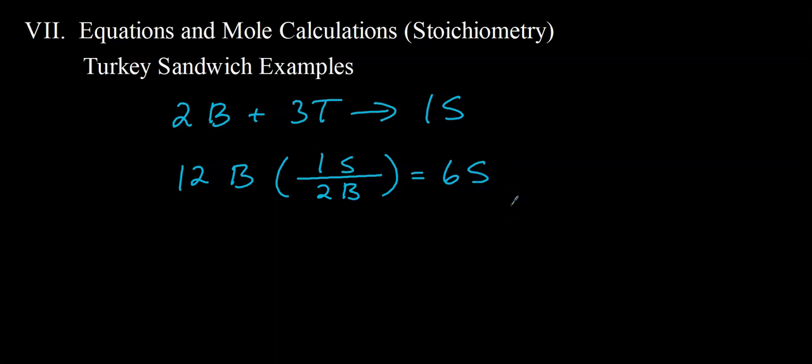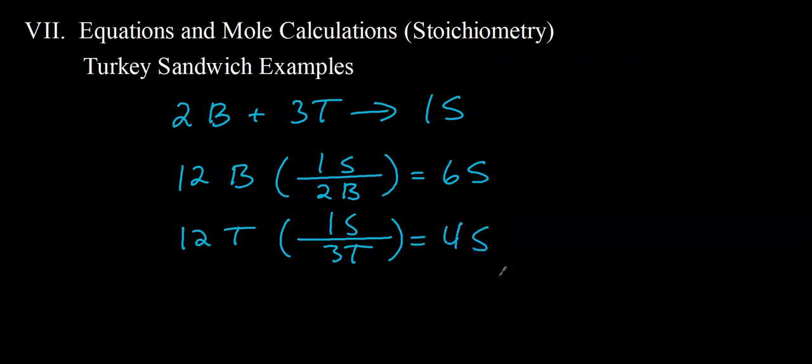Well, what if you had 12 slices of turkey? You have 12 slices of turkey and plenty of bread. How many sandwiches can you make? Well, if we have 3 slices of turkey per every 1 sandwich, and if we have 12 slices of turkey, we can make 4 sandwiches.